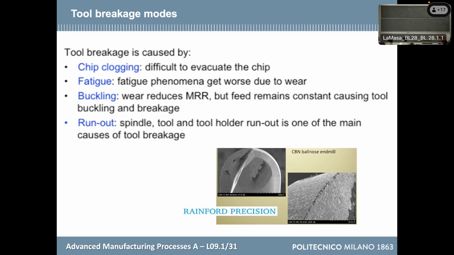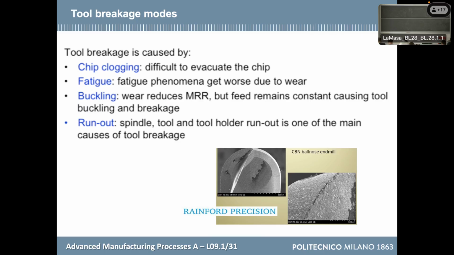Chip clogging. Chip clogging happens, for example, in drilling, when the chip is not evacuated correctly. If the chip remains there, it is completely stuck in the flutes of the tool, and so the force will increase. Since my machine is not sensorized, the machine doesn't know anything. It is going ahead, and even if there is chip clogging, it will apply a feed. At a certain point my mill will break because of a buckling condition. My mill, or my drill bit if I'm drilling a hole, at a certain point the feed force is so high that it bends and breaks. So buckling is the typical buckling that you have studied in other courses.